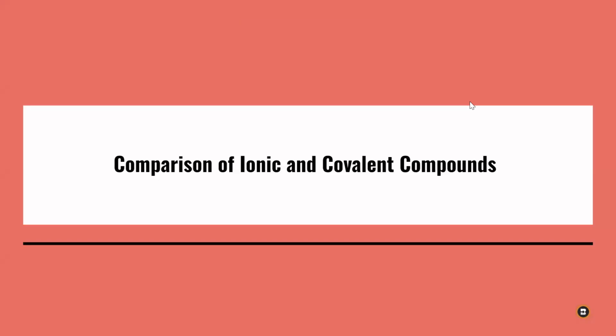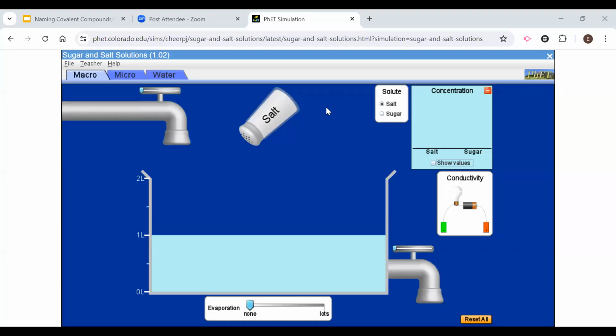We want to compare ionic and covalent compounds. We've looked at ionic compounds in the last videos, and we looked at covalent compounds in previous videos and this video. We want to compare these 2 types of compound, okay? Let's compare this ionic and covalent compound.